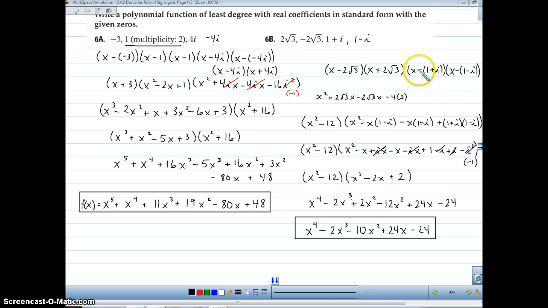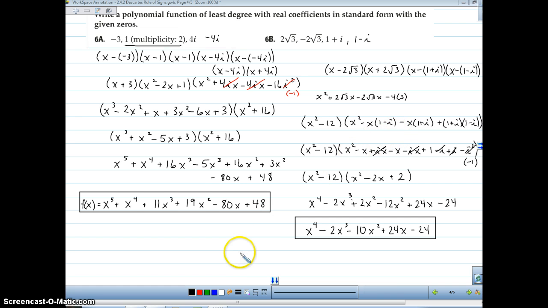In other words, don't try to distribute this minus sign into the 1 plus i. It's going to make it more complex. Instead, just FOIL them as one term. So x times x is x squared. x times negative 1 minus i is negative x times 1 minus i. Leave that here until this step, and then distribute the negative x.